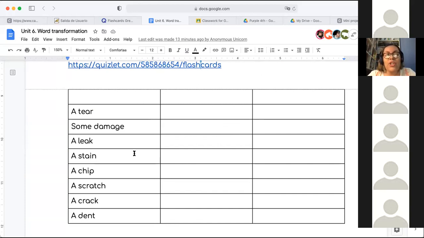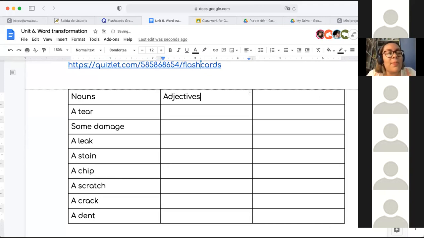Now, let's see, here I have another chart. This is the vocabulary that we just checked. A tear, some damage, a leak, a stain, a chip, a scratch, a crack, and a dent. So all of these, as we said before, these are nouns. Now this is my challenge to you. I want you to transform these things into adjectives. So let's start with a stain.